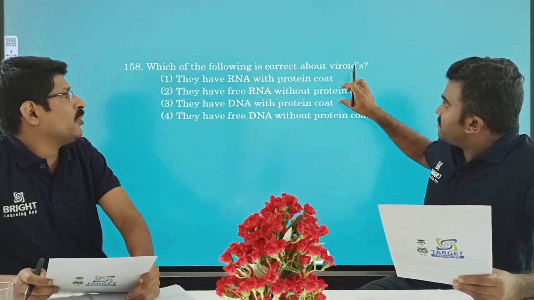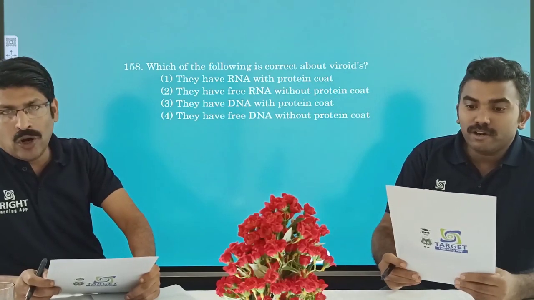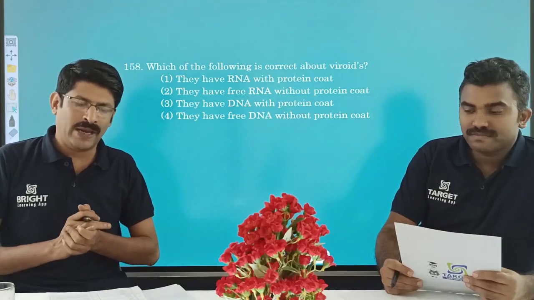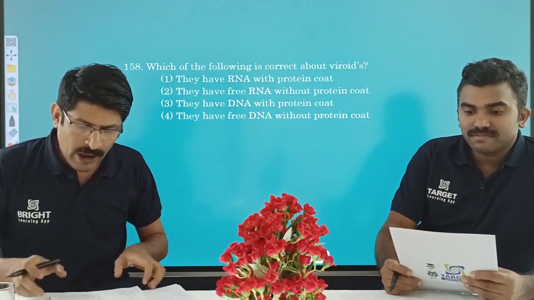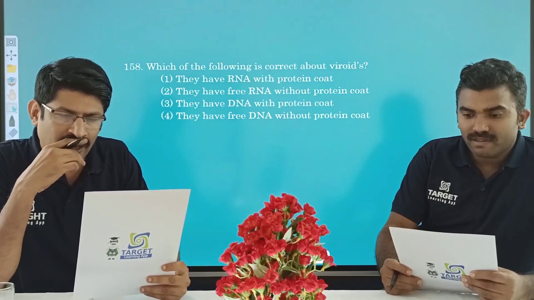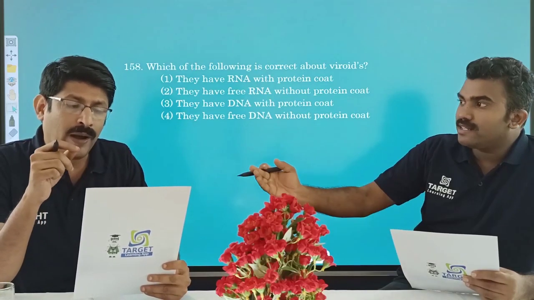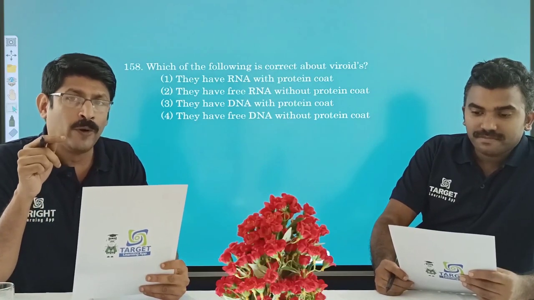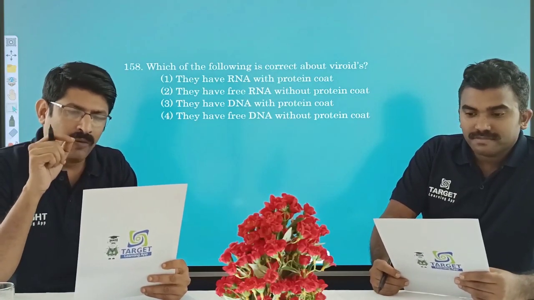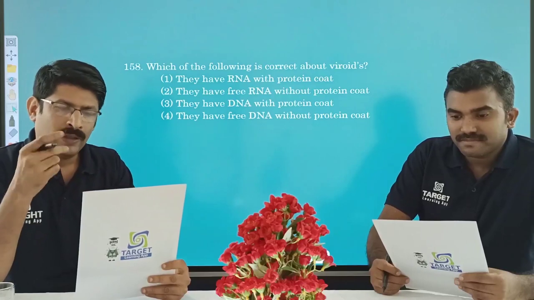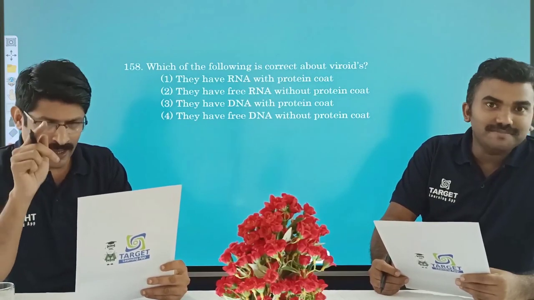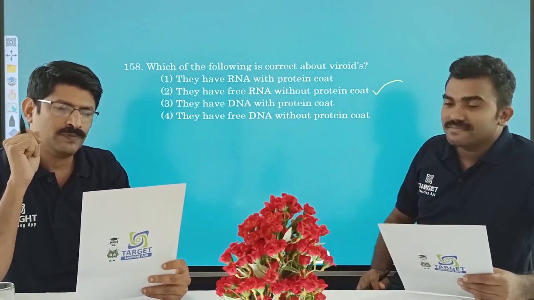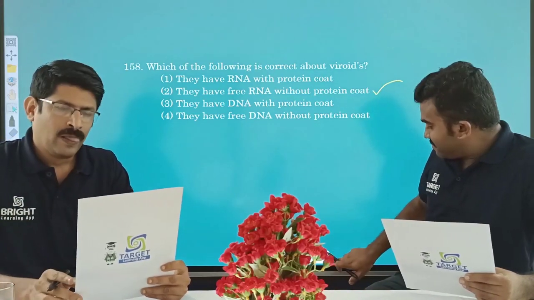158, the only question asked from biological classification, page number 27, the last part of the chapter, which explains about viroid. Which of the following is correct about viroid? It is discovered by T.O. Diener in 1971, and it causes potato spindle tuber disease. They have RNA with protein coat? No. They have free RNA without protein coat, that is the correct statement. They are free RNA with low molecular weight. There is no protein coat. So the answer is the second one.